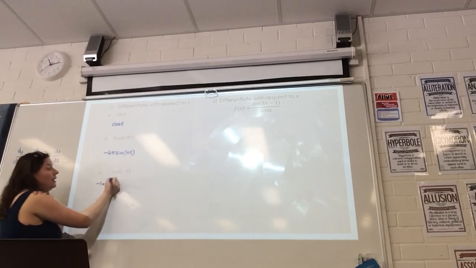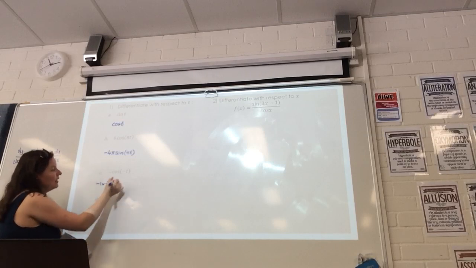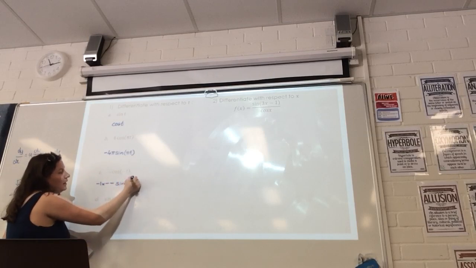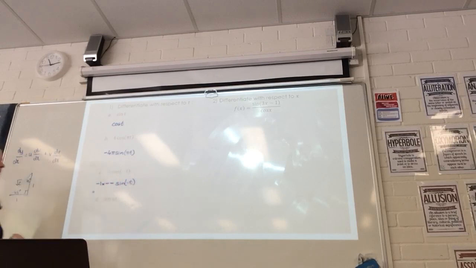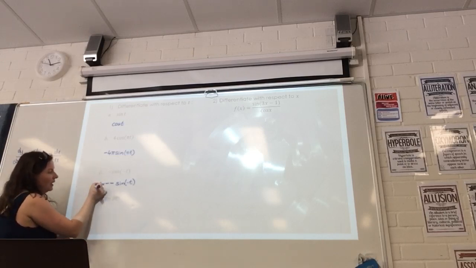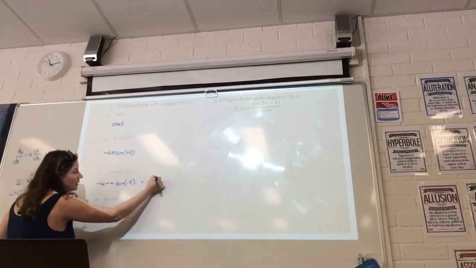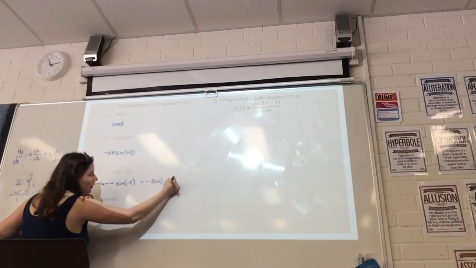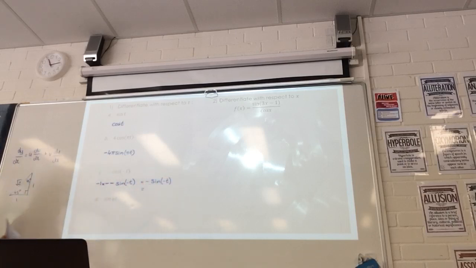Thanks. Okay, so we've got 3 negatives here. And so what does that become? Negative sine of negative t. Negative sine of negative t. I might just do it here. But we talked about this last lesson as well.